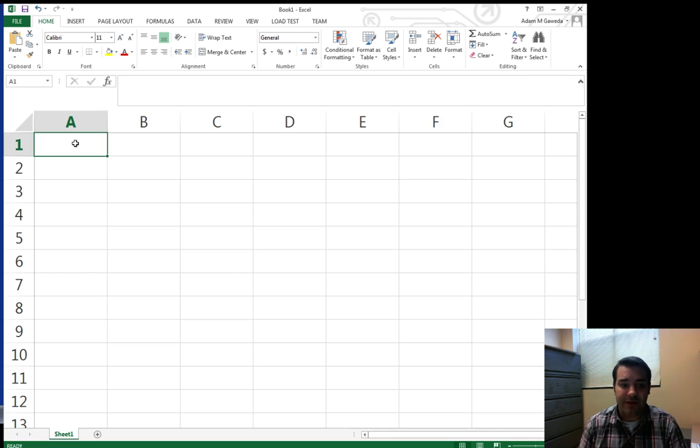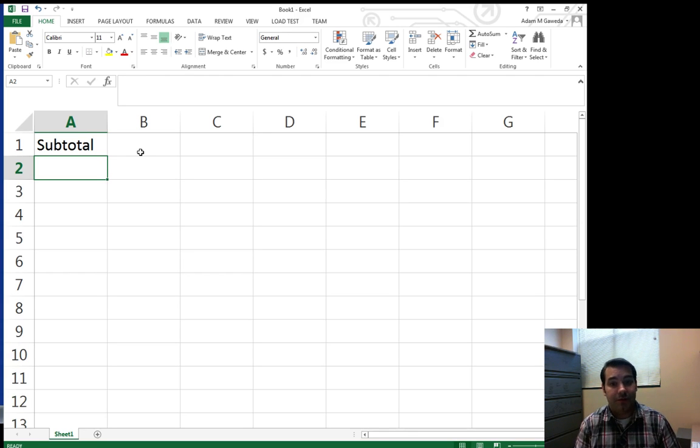Well, the first thing we did was we started by entering in some text. Now in A1, for example, I'll just put in the word subtotal. Now, when I hit enter, that's all I get, is I get subtotal. That's because this is considered text. Text is a little different than a math equation, a cell reference.